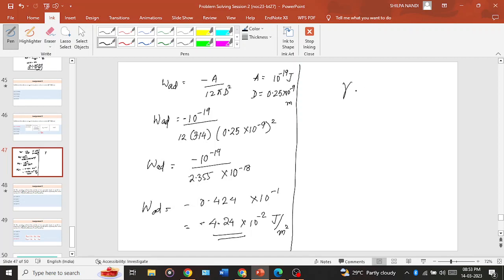Now you just simply need to put this value in to find your adhesive energy. So how much will it come? Divided by 2, it will come at something around 0.021. Right. Let me just check it once on my calculator.